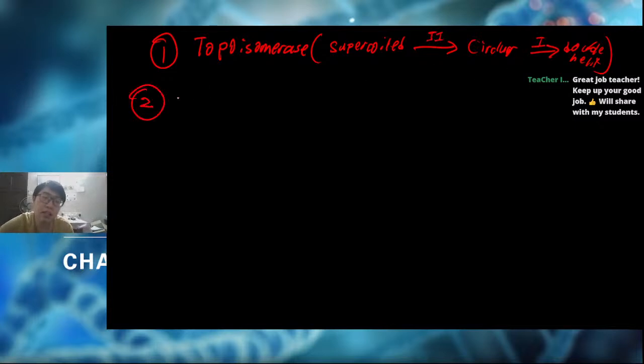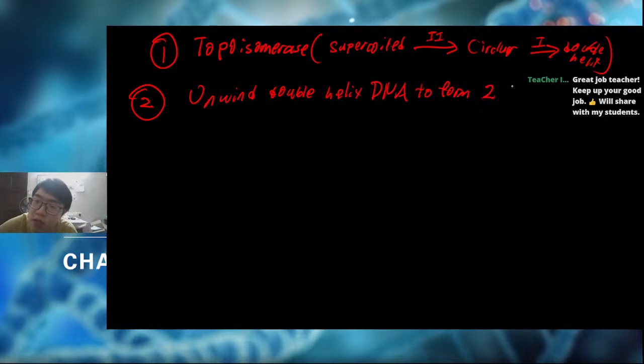Next is to unwind the double helix DNA to form two single-stranded DNA. Which enzyme is responsible? The enzyme is DNA helicase.